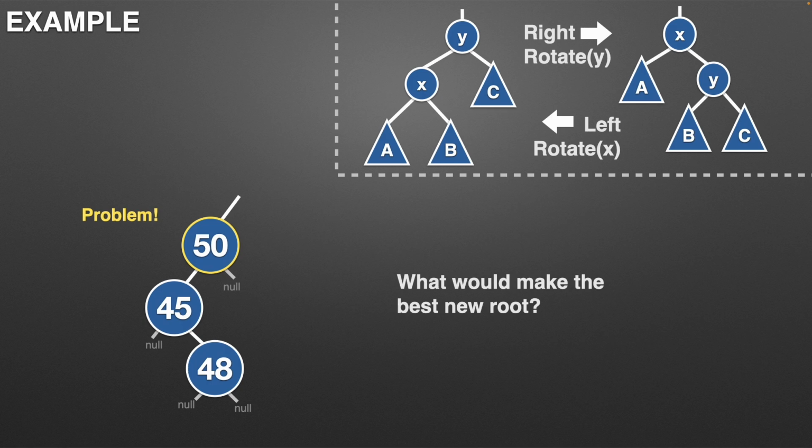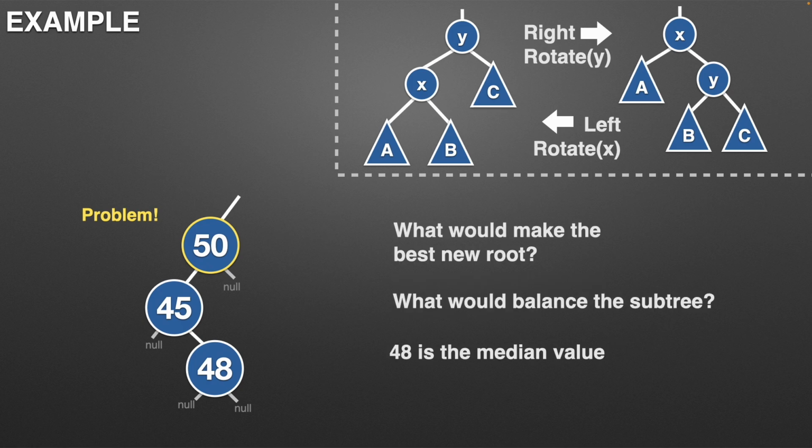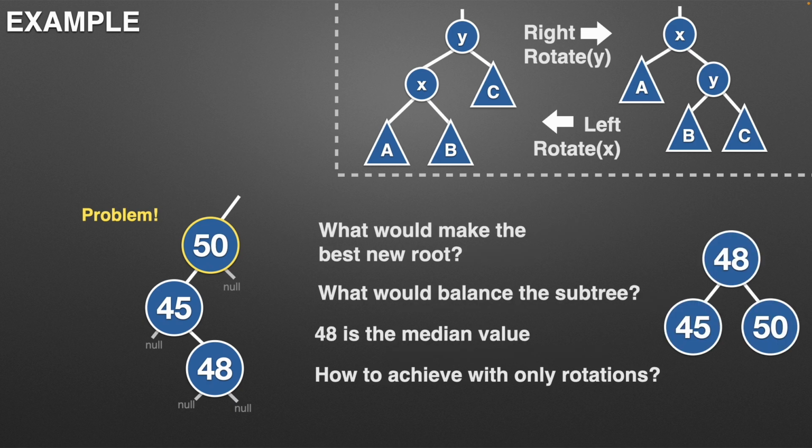So if we stop and think about it for a second, just looking at this small example, what would make this better? Just put 48 at the top. If we put 48 at the top, then to its right is 50, left 45. That'd be pretty good. You can think of it as 48 being the median value out of these in the middle. And so yes, we'd love to have this.